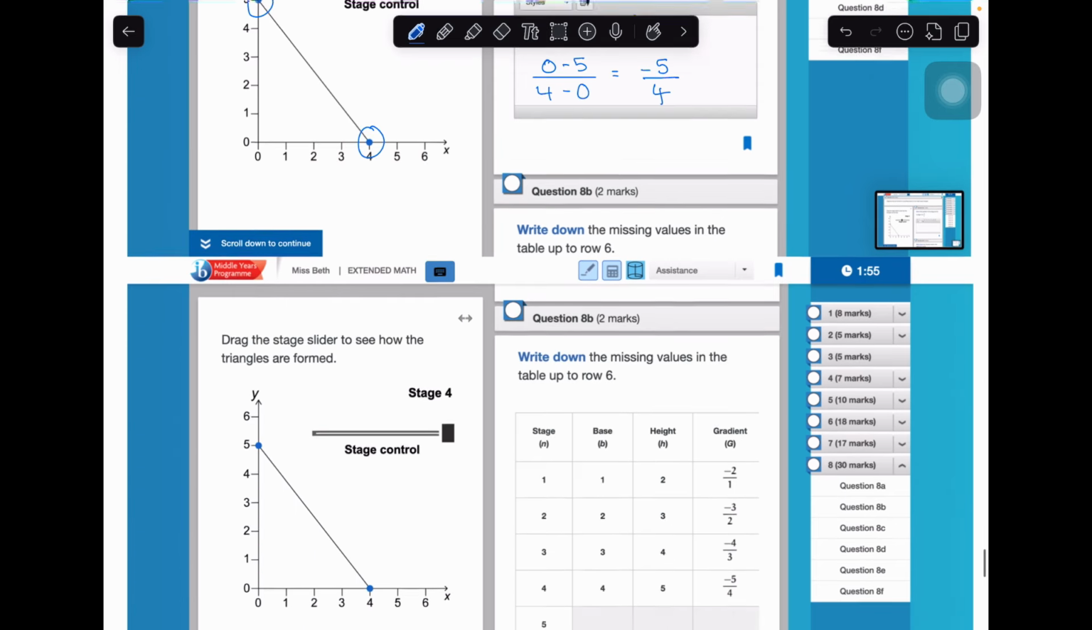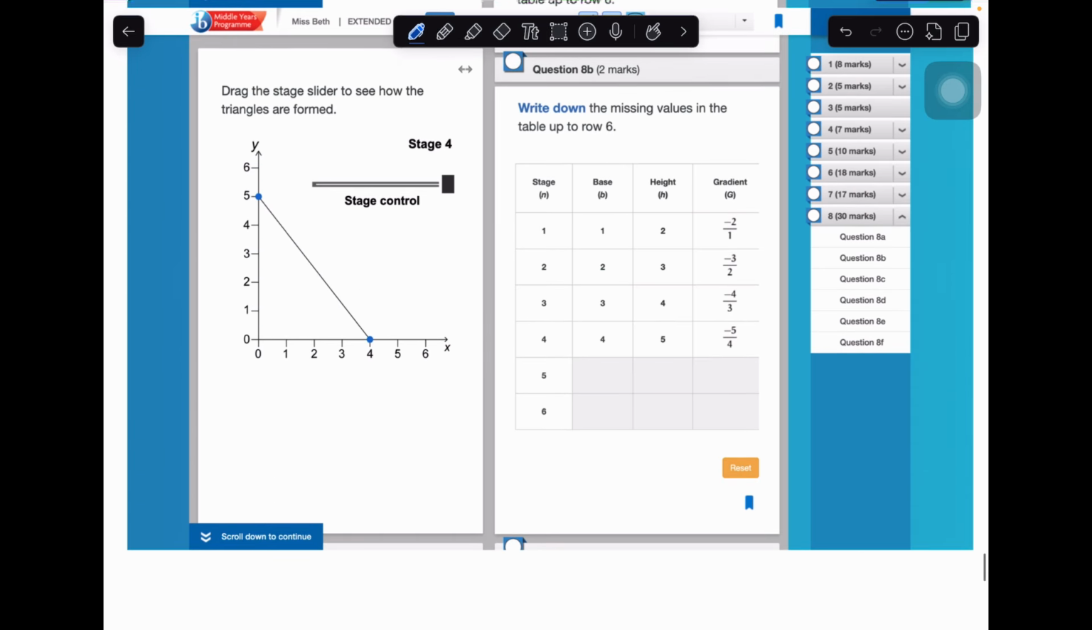Okay, on to 8B. So write down the missing values in the table up to row 6. So you just needed to continue on the pattern. So 1, 2, 3, 4, 5, 6, 2, 3, 4, 5, 6, 7. So then here we would have -6/5 and then -7/6. Okay, that again would give you your 2 marks for that question.